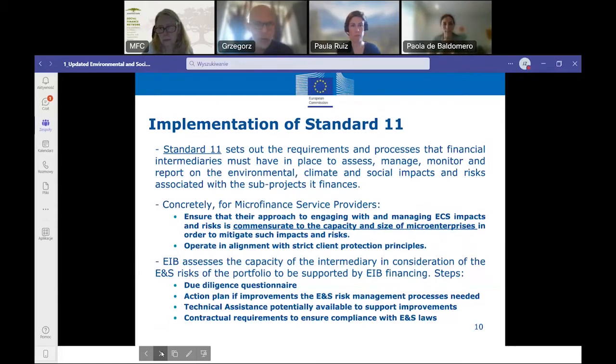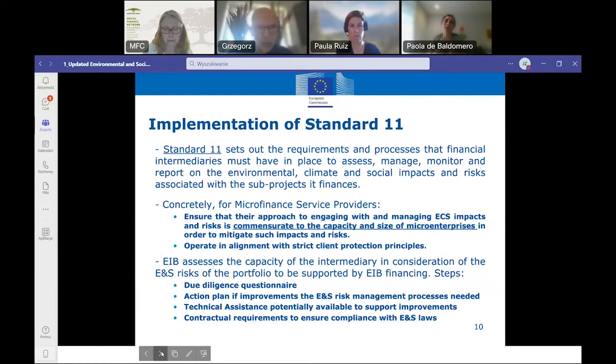So again, the key is that we understand that the impacts and the risks are going to depend on the size of the companies that are receiving the financing. So when we're talking about micro enterprises, those impacts, those risks are going to be much smaller. And also the micro enterprises or the small businesses are going to have a smaller capacity to manage and assess the risks and be able to implement mitigating measures. So the point is that the FI has to have the process in place to understand what the risks and the impacts are. And then once they are in place, they need to ensure that the final beneficiaries, the micro enterprises, also have a way to manage the risk.